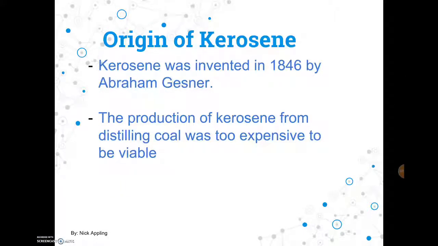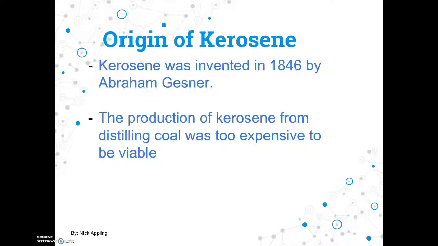The Origin of Kerosene by Nick Appling and narrated by Shaunak Pillay. In the year 1846, medical doctor and geologist Abraham Gesner produced a clear fluid by distilling coal. He noticed that when the fluid was placed in a lamp with a wick, it burned with a bright yellow flame, much brighter than burning oil. He named the fluid kerosene, from the Greek keroselion, which means wax oil.